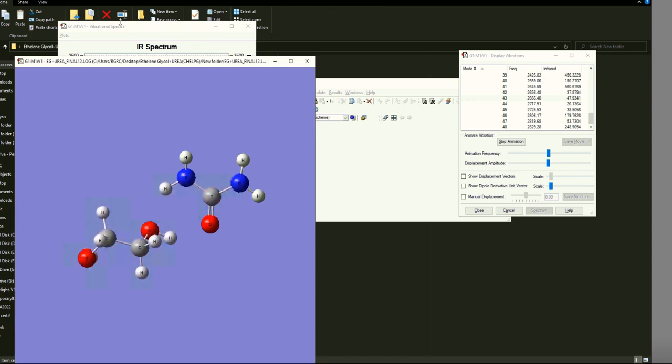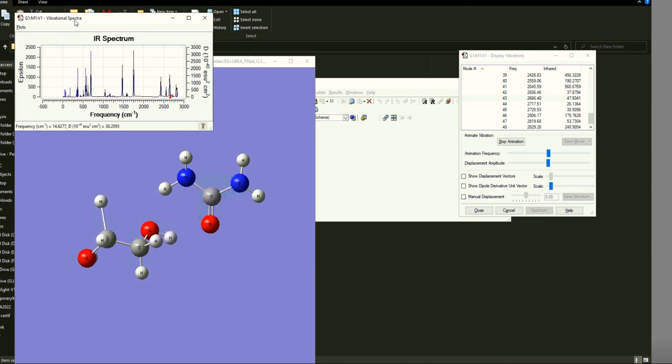I'm showing this because a lot of students, in undergraduate or high school, sometimes just can't understand why the peak is needed in the IR spectrum. You know that in this spectrum the x-axis is frequency per centimeter, the wave number, and the y-axis is basically the infrared intensity. Here we can see that about 48 steps have been performed.